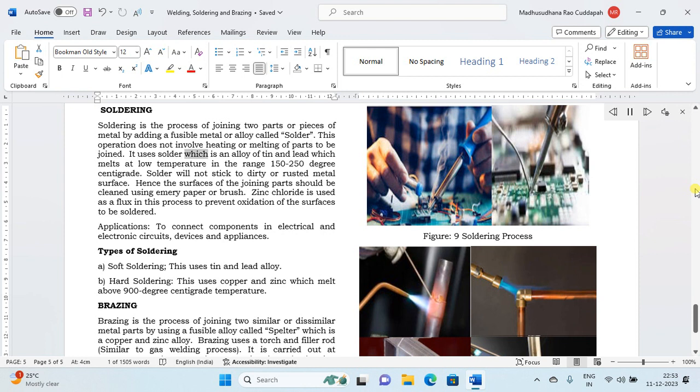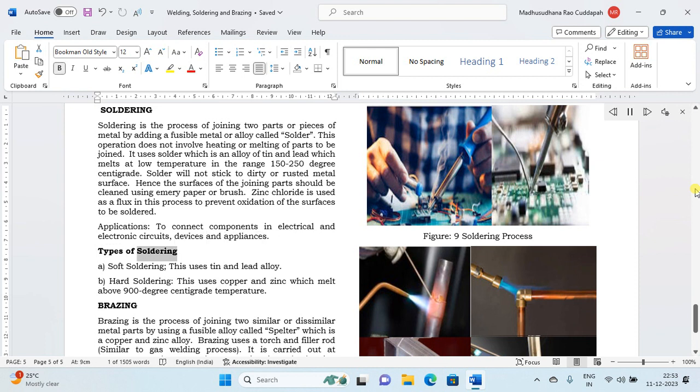It uses solder, which is an alloy of tin and lead which melts at low temperature in the range 150 to 250 degrees centigrade. Solder will not stick to a dirty or rusted metal surface. Hence, the surfaces of the joining parts should be cleaned using emery paper or brush. Zinc chloride is used as a flux in this process to prevent oxidation of the surfaces to be soldered. Applications: to connect components in electrical and electronic circuits, devices and appliances.